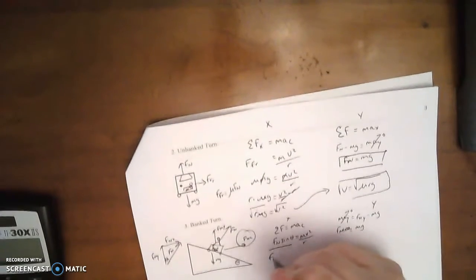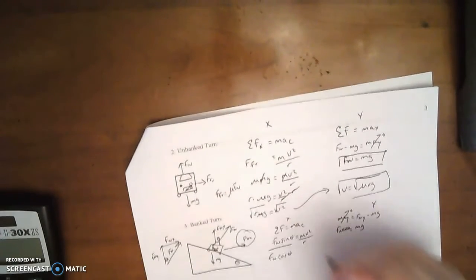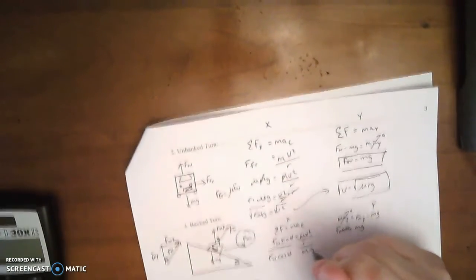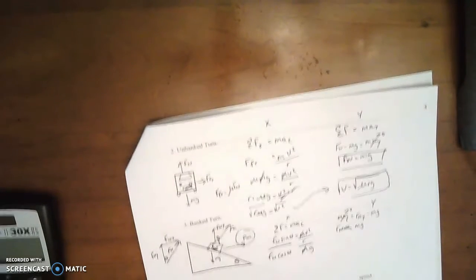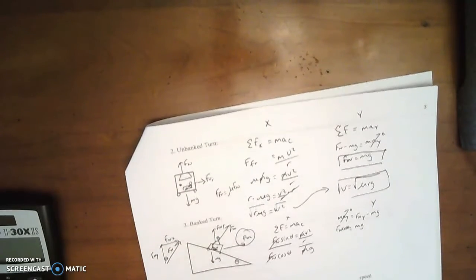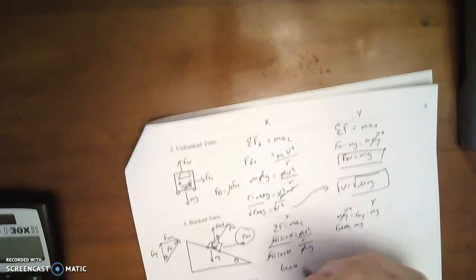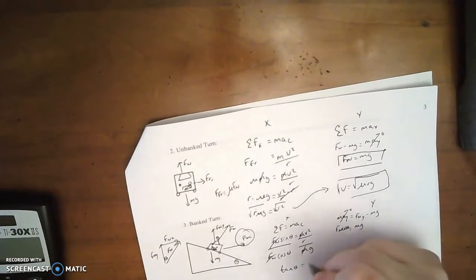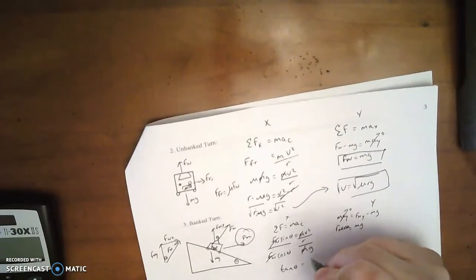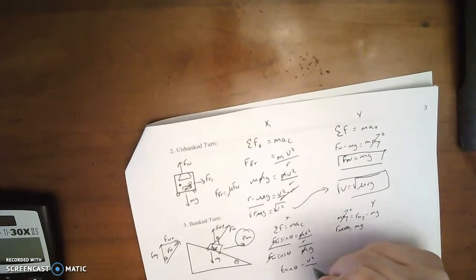We divide both sides by Fn cosine theta and mg. The m's cancel right off the bat, and so do the Fn's. And sine of theta over cosine theta is equal to tangent of theta. So what we get is tangent theta equals v squared divided by gr.